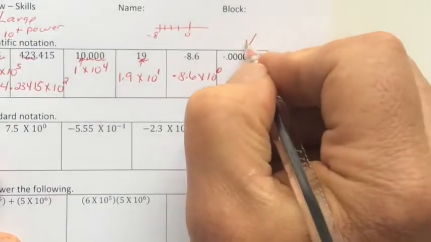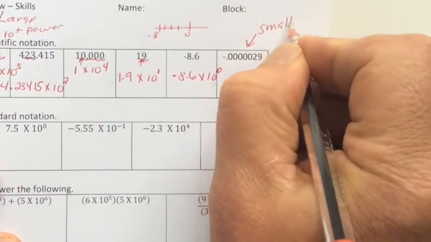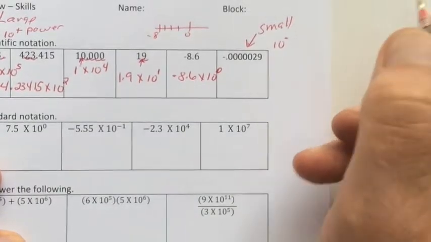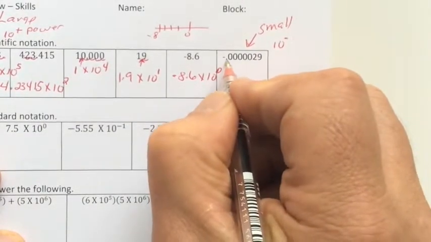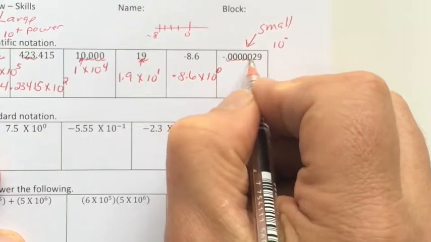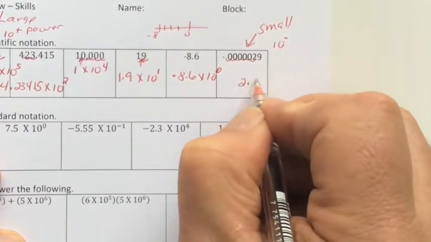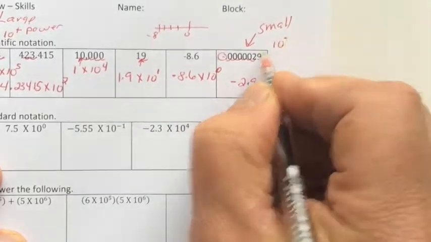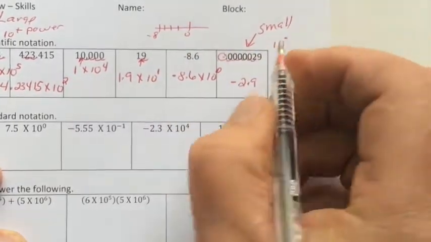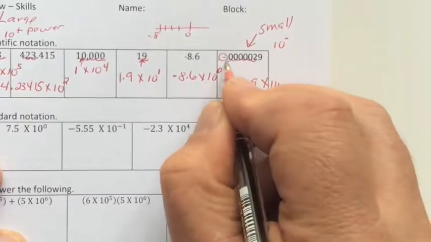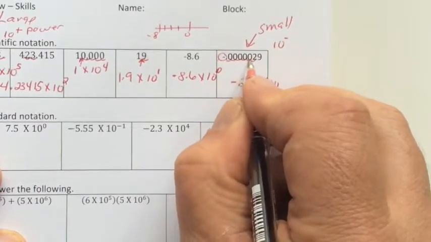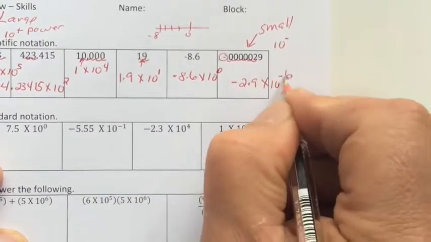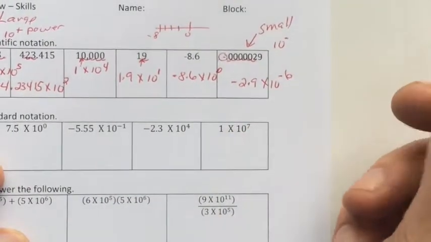Now here's a small. So this is going to be to the negative power, 10 to some negative power. Okay, I want to move it 1, 2, 3, 4, 5, 6. So I have 2.9, but that negative is a negative 2.9. That's not this negative. That means the number line negative. How many times do we move it? 1, 2, 3, 4, 5, 6. So it'll be to the -6. That means this negative means it's a small number.